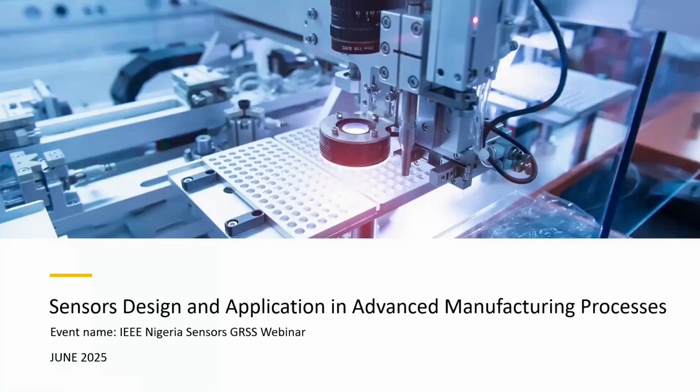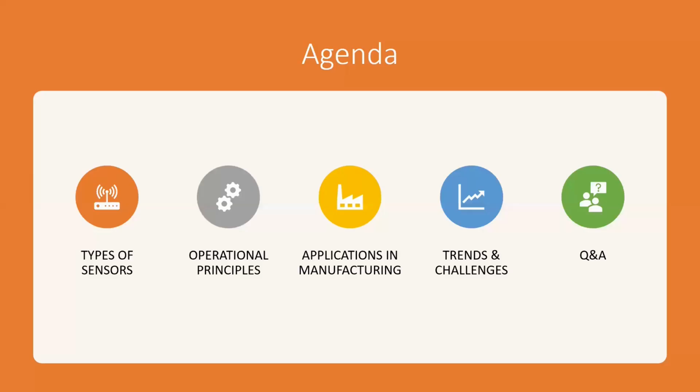Okay, so you're all welcome to the sensor design and application in advanced manufacturing process. Today we are going to discuss at length the types of sensors. We're also going to look at the operational principles of the sensors, and we are going to see applications in the manufacturing industry, as well as looking into the trends and challenges associated with using these sensors. And we will go into the question and answer discussion at the end of it all.